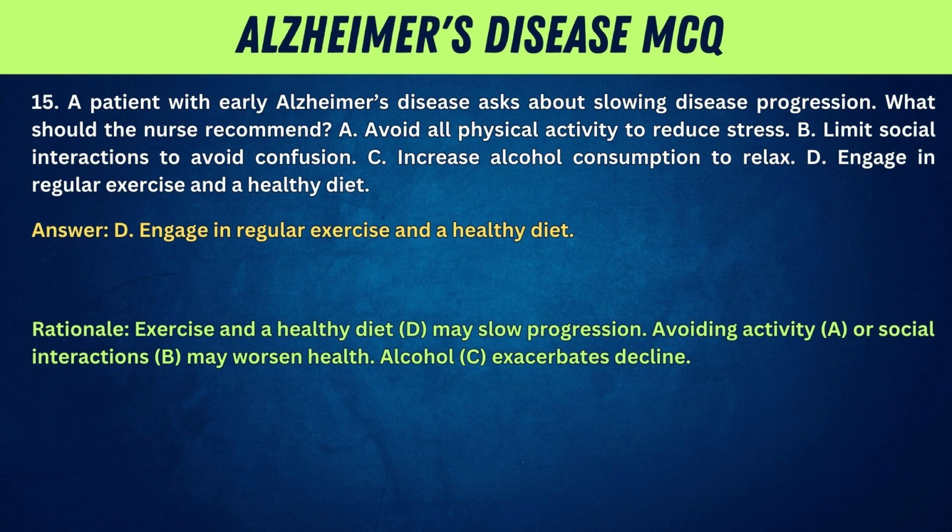Rationale: exercise and a healthy diet, D, may slow progression. Avoiding activity, A, or social interactions, B, may worsen health. Alcohol, C, exacerbates decline.